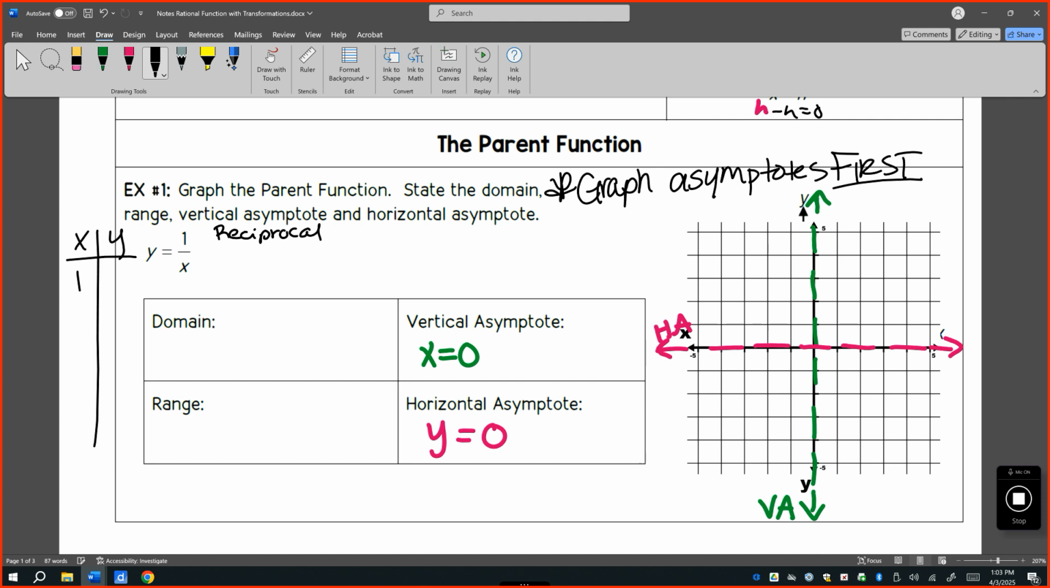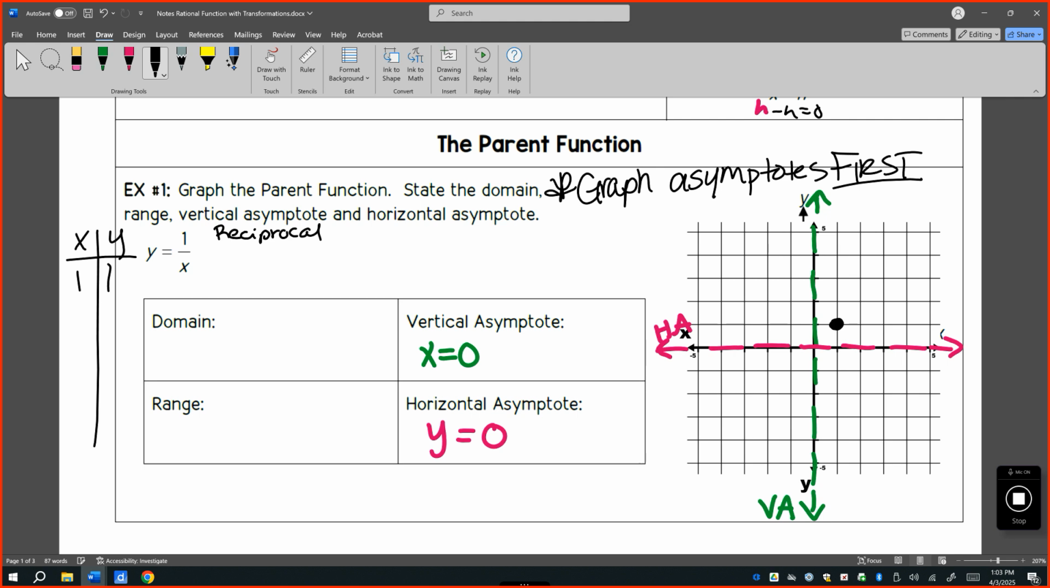1 over 1. If I flip 1 over 1, I get 1, right? The reciprocal of 1 is just 1. Okay, so this point is on the function. Kind of make that point big, okay? Make it like a really bold point. There'll be a reason for that in a second.